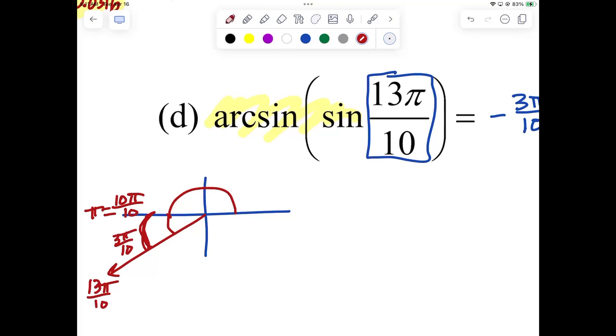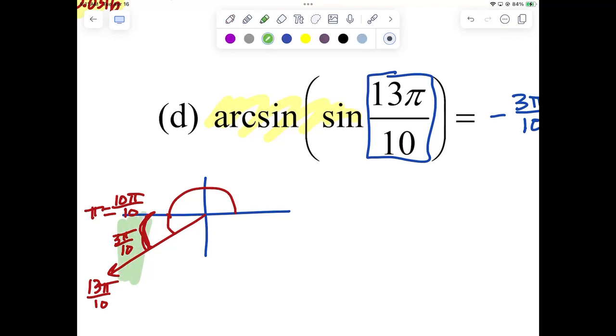Which is 3 pi tenths. Well, how'd you know it's in quadrant 4 and not quadrant 1? Well, you got the right answer, but here's the explanation that may clear it up.